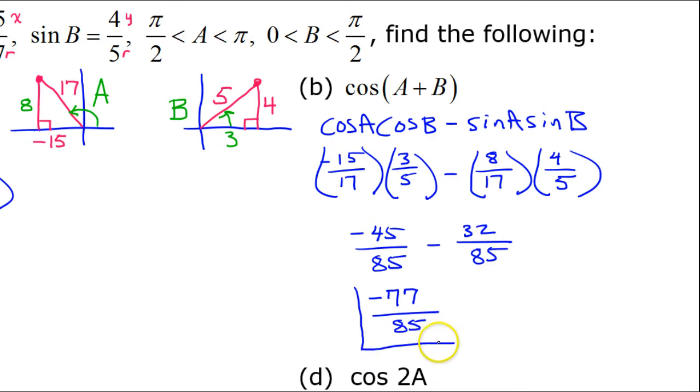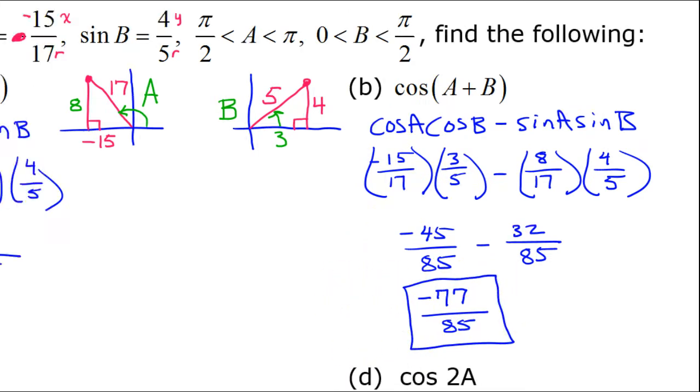So I have negative 77 over 85. Alright, that's my final answer for part B.